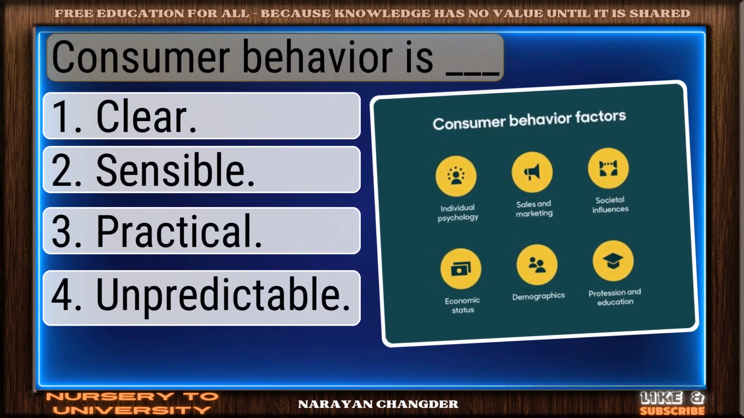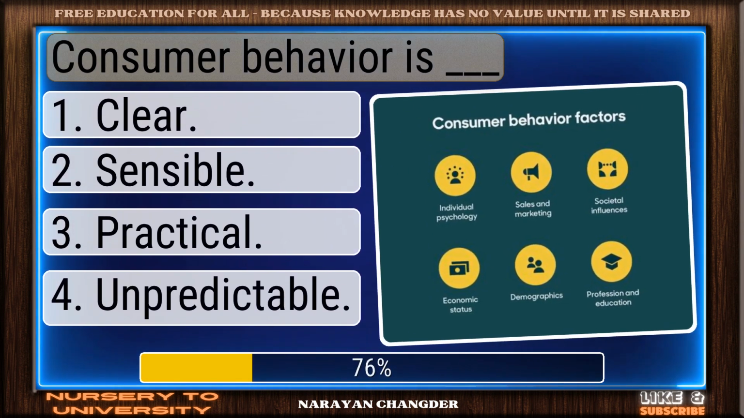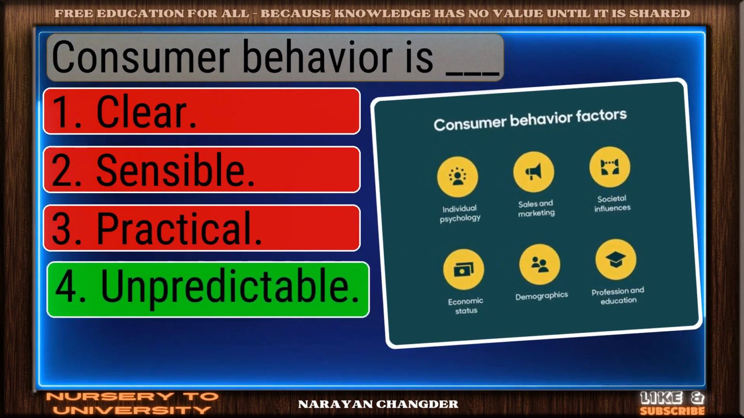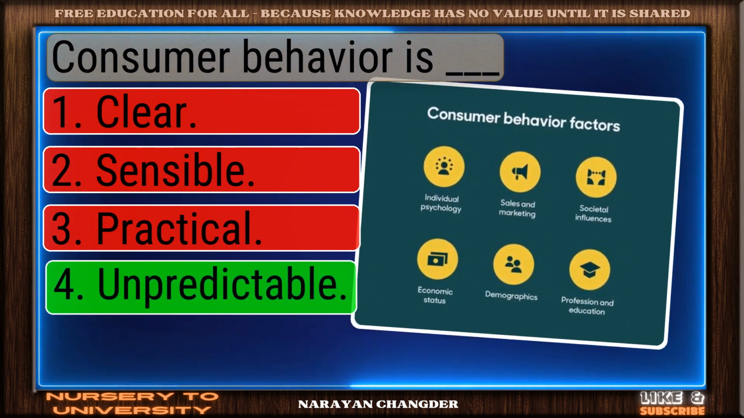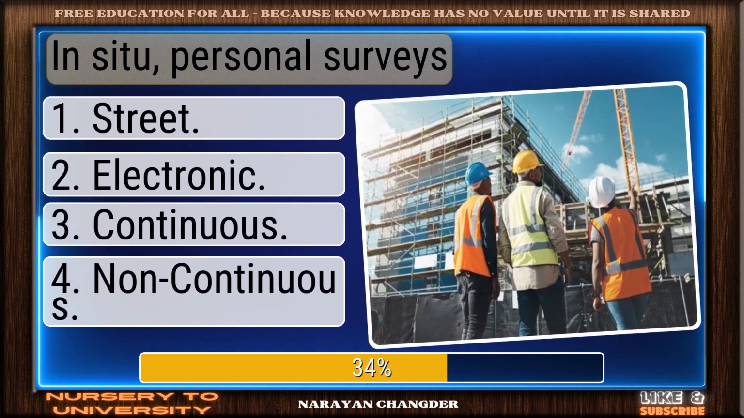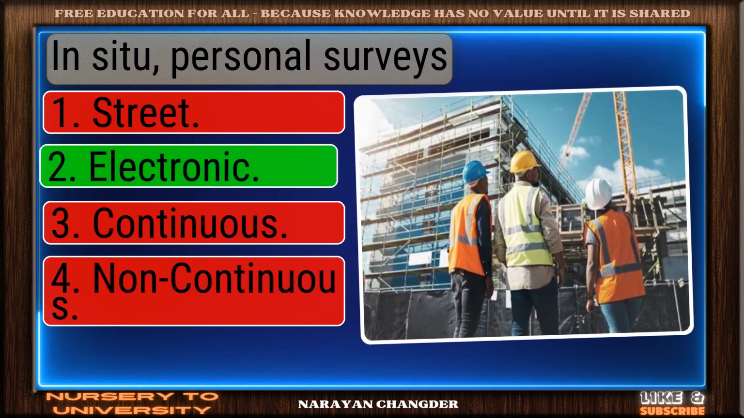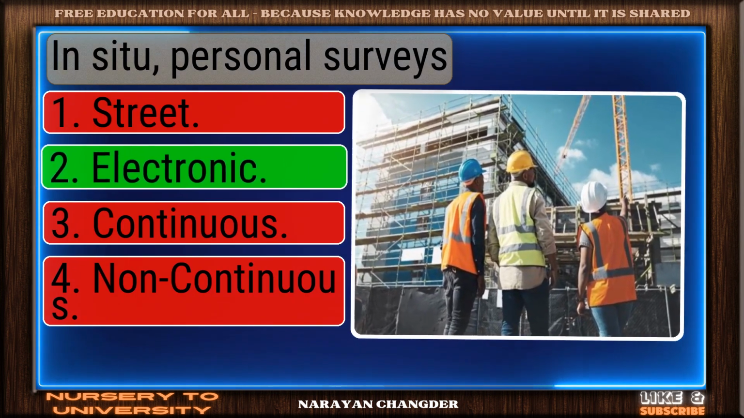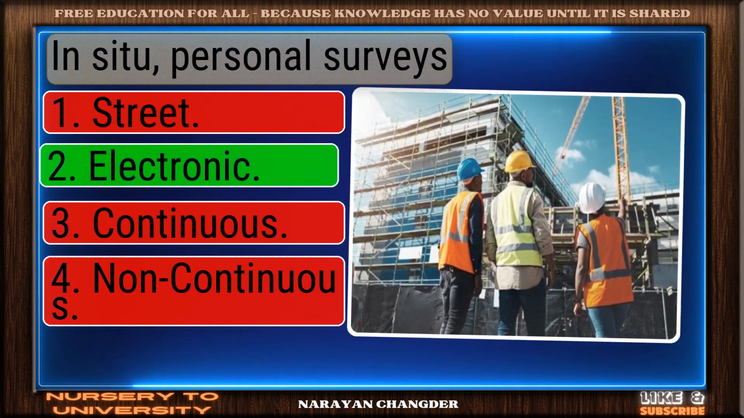Consumer behavior is dash. Smart pick. Unpredictable is the correct choice. In situ personal surveys. Exactly. Electronic makes sense, and it is right choice.